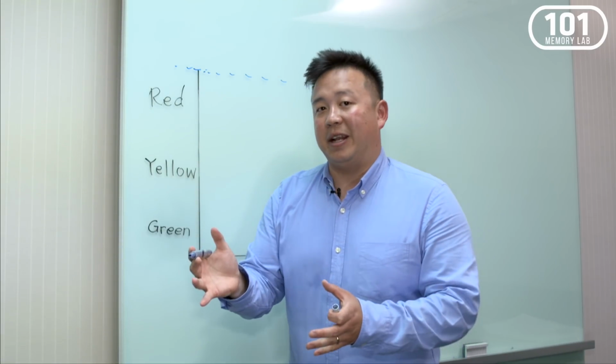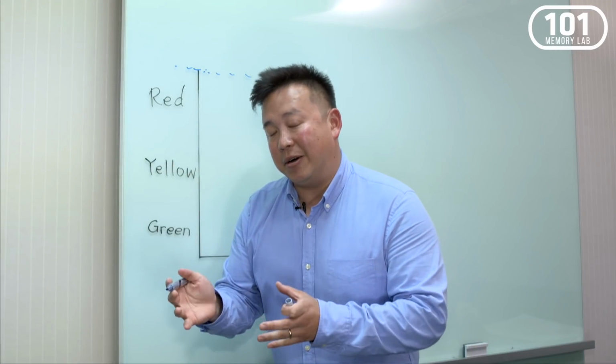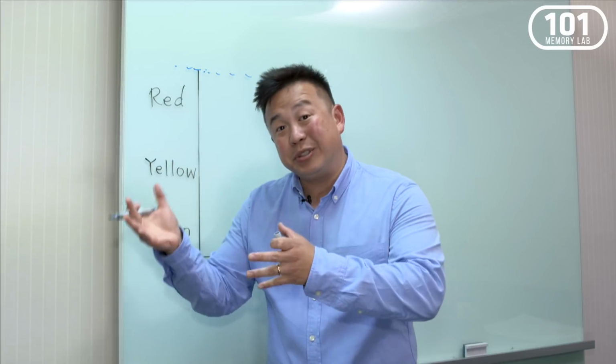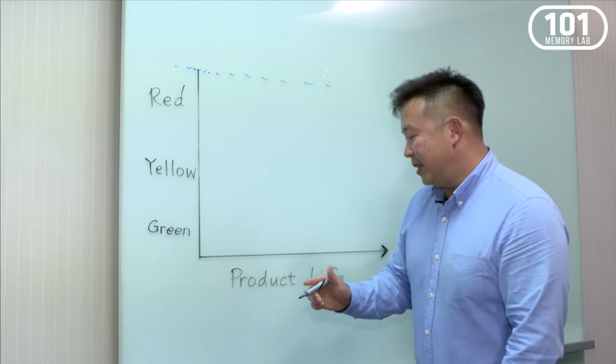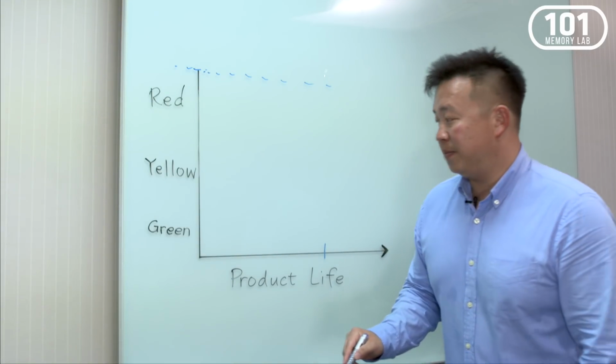But don't forget that NAND flash has wear. You can actually wear it out as you're cycling it. So when you say cycle, you're programming it, you're erasing it, you're using it. So the bottom line here represents product life. And let's say that your SSD is rated to live till here.